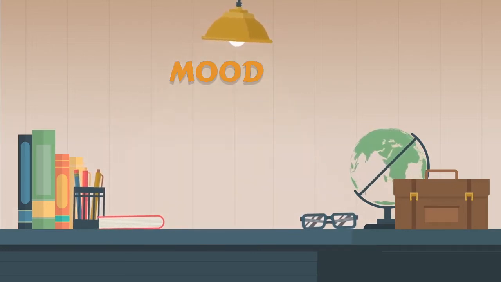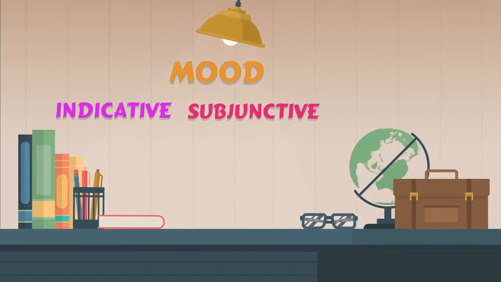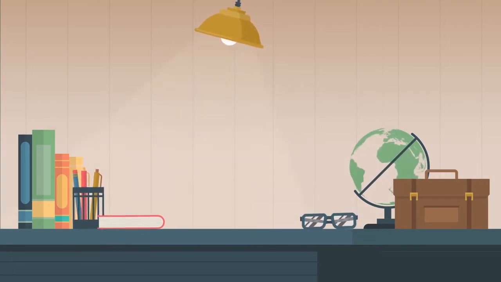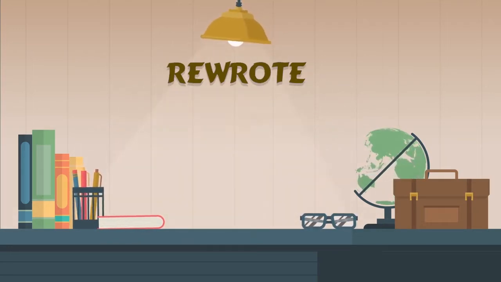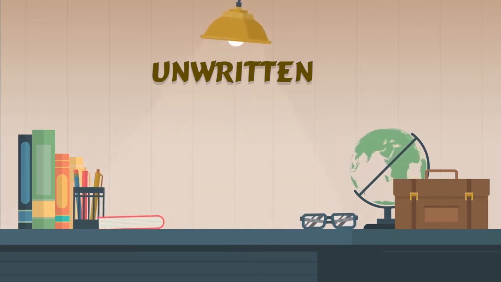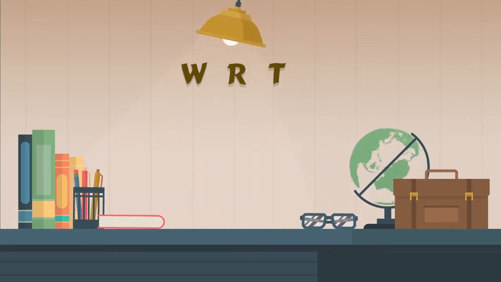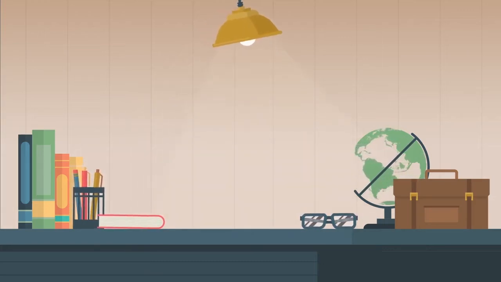Mode: indicative, subjunctive, jussive, or imperative. Arabic is the same as the English language. For example, writing, rewrote, unwritten. The basic consonant stem is WRT. Those are consonants, but the vowels, prefixes, and suffixes change to show the different grammatical form.